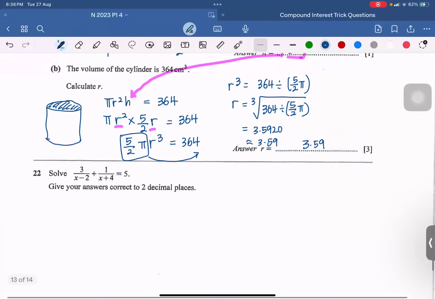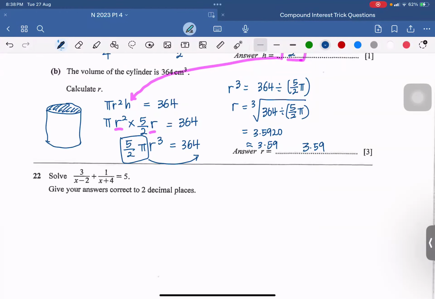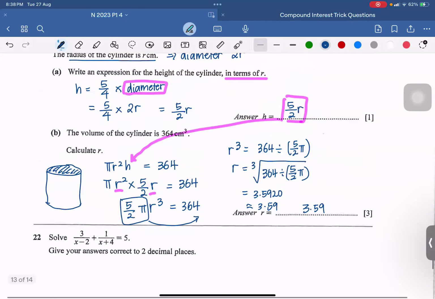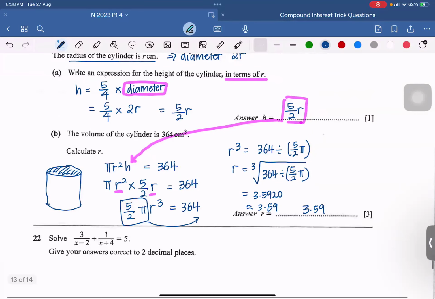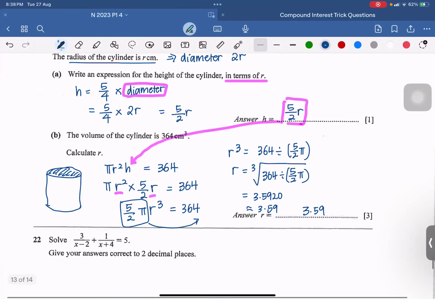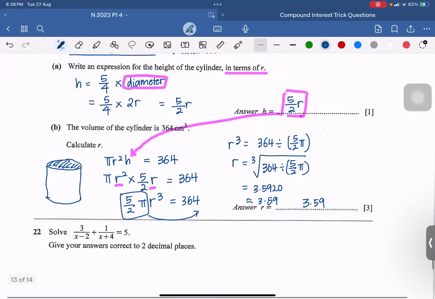4.5256. Do you put cube root or you put square root? Cube root. Can you check your answer again? Oh, I divided by pi. I did 364 over pi. Then the 5 over 2, eh? 5 over 4. You check again.